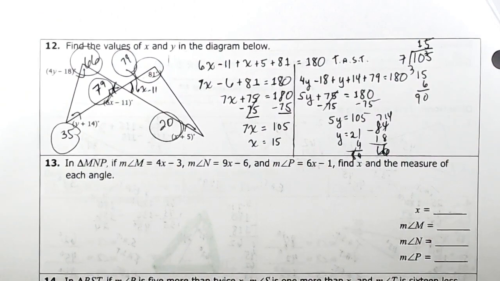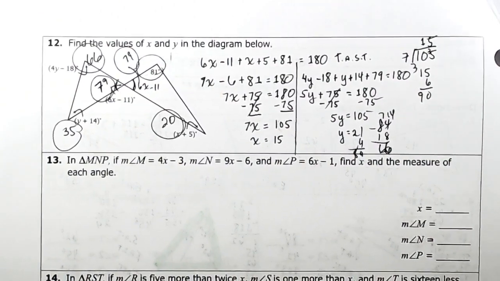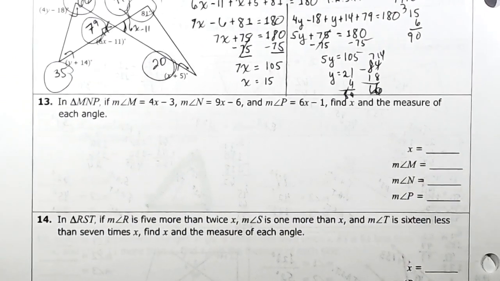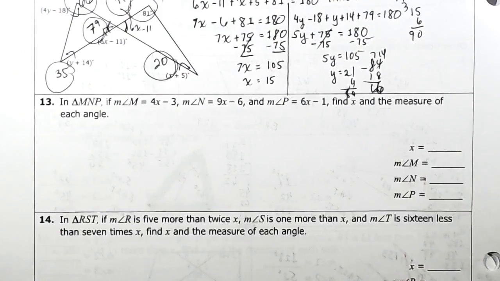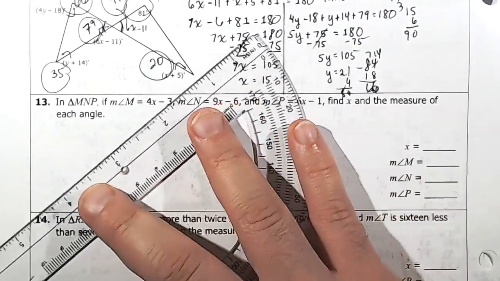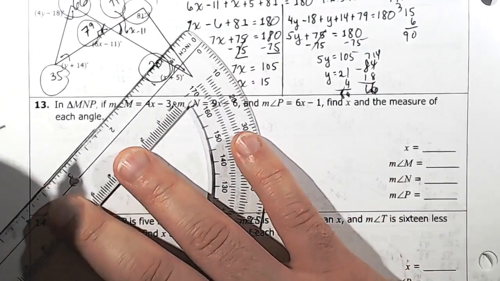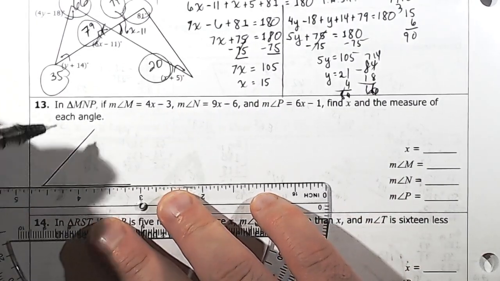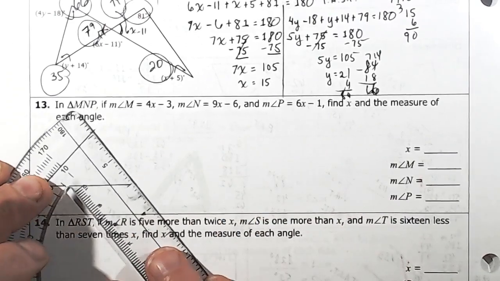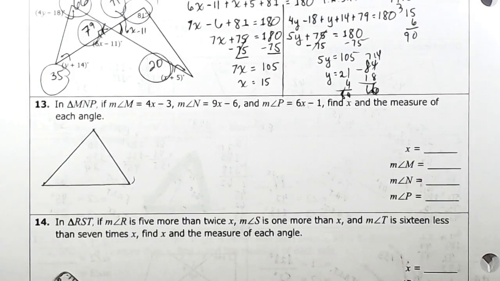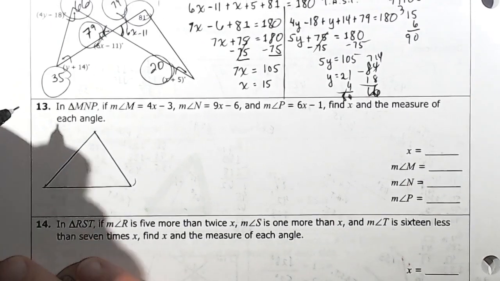Number 13. Okay, so here you're given a bunch of writing, and it looks hard. And I don't like these problems any more than you do. So we just have some triangle MNP. And my advice, guys, is to draw a triangle, okay? I don't know what the angles are. I'm just going to make it up. It doesn't tell us anything about these angles. So just draw it, and don't worry about whether this makes any sense visually.